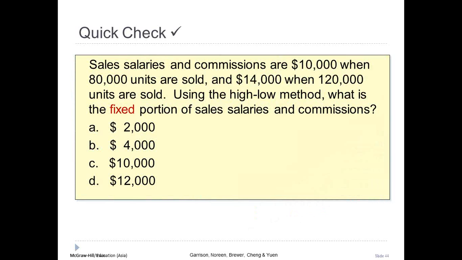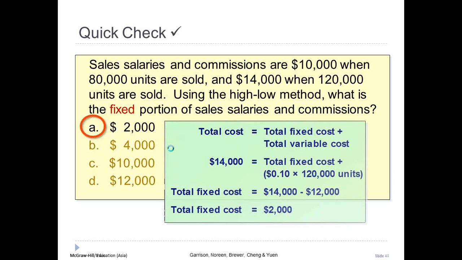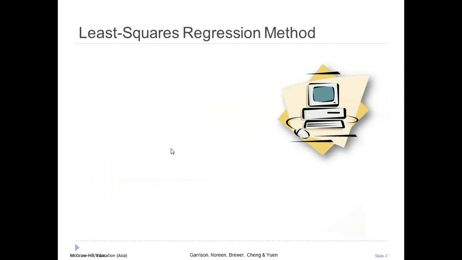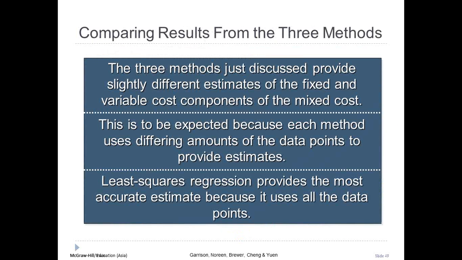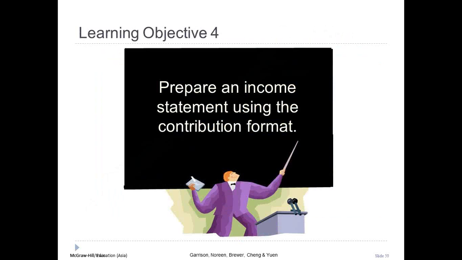Now, moving on. Let's move on to learning objective number 4, because this is very helpful. Learning objective number 4, the least squares regression method, is also not used very widely in the business world.